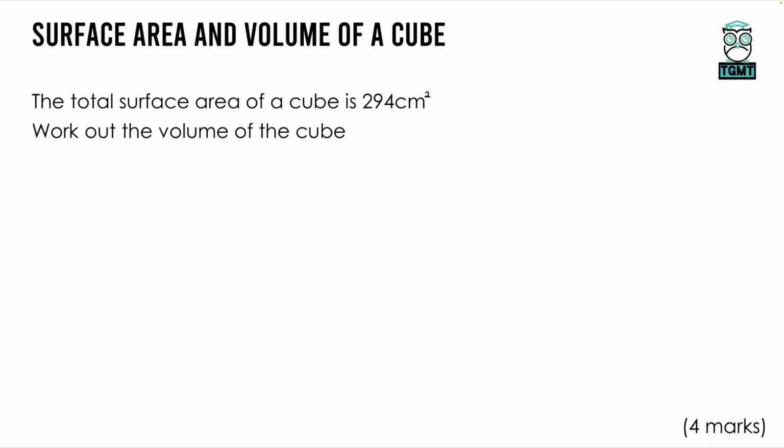Okay, so looking at surface area and volume of a cube. Now this question says the total surface area of a cube is 294 centimetres squared. Work out the volume of the cube.